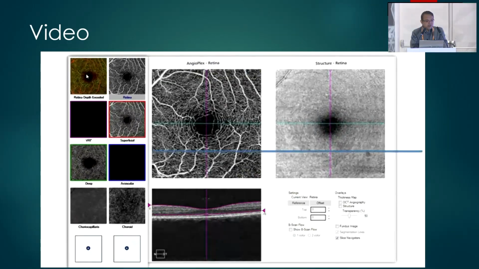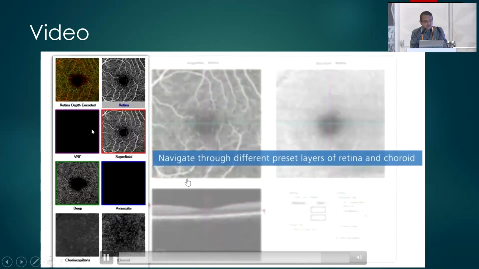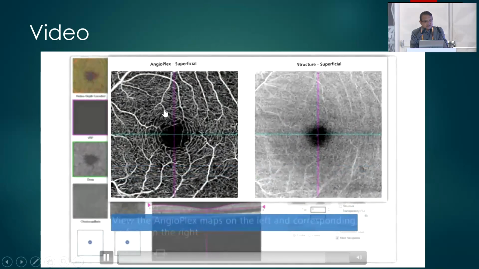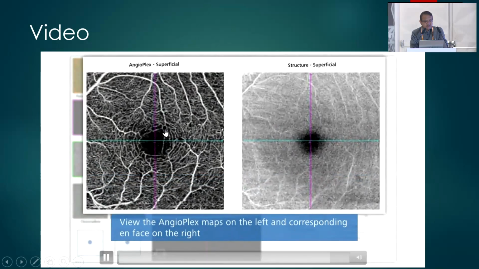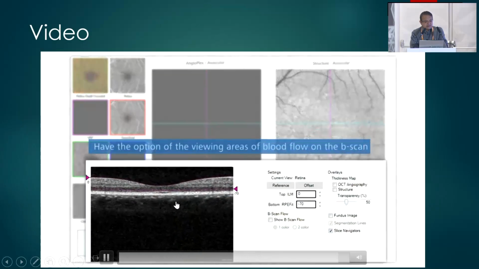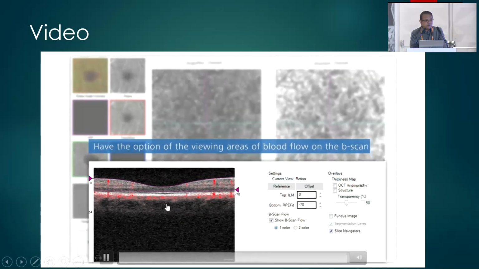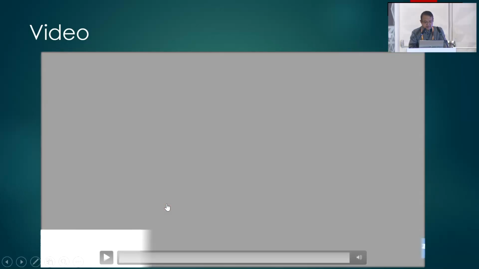This is the report, how it comes, and there are 3 pictures here at different slabs. This is the superficial layer, this is the en face image, and this is the B scan picture, and these red dots are flow in the blood vessels.